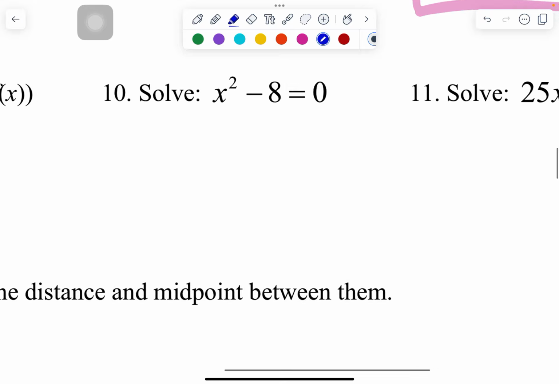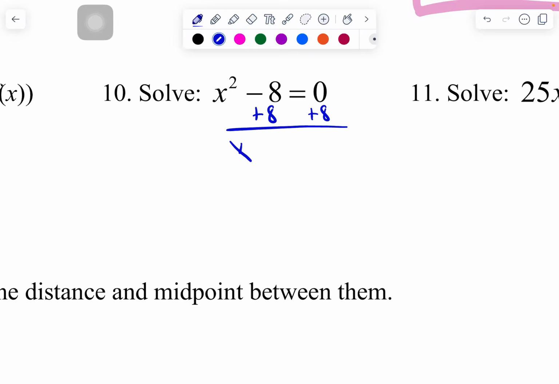Slide on over. Number 10, I'm asking you to solve that. So let's go ahead and solve this. I'm going to go ahead and add 8. Whoops, get out of highlighter mode. I'm going to add 8 to both sides. So x squared is equal to 8. I'm going to take the square root of both sides. X is equal to, immediately I'm going to put that plus or minus down.